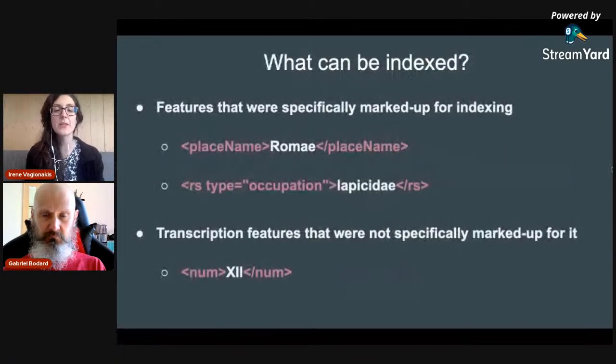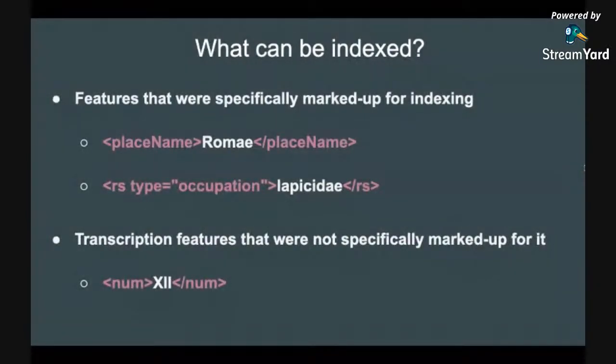So, as we have seen in other videos, there are some elements in EpiDoc that can be used specifically for indexing things. An example could be place name for places, but we have also seen that we can use the rs element with a type attribute for other features, which do not have a specific TEI element for them, but we can specify the type of thing that we are indexing through the rs and type attribute. But both of these examples refer to terms that are specifically marked up for indexing.